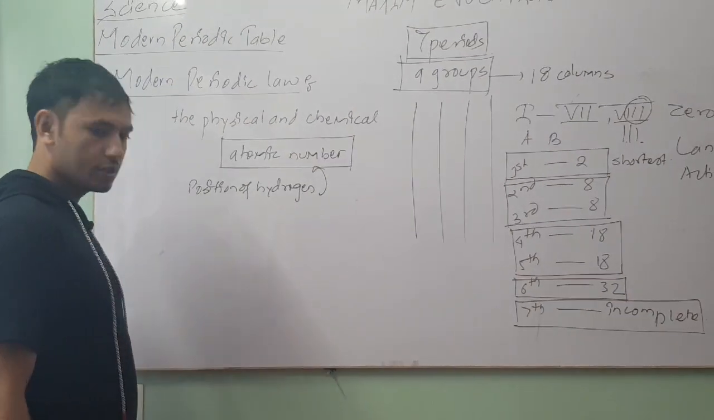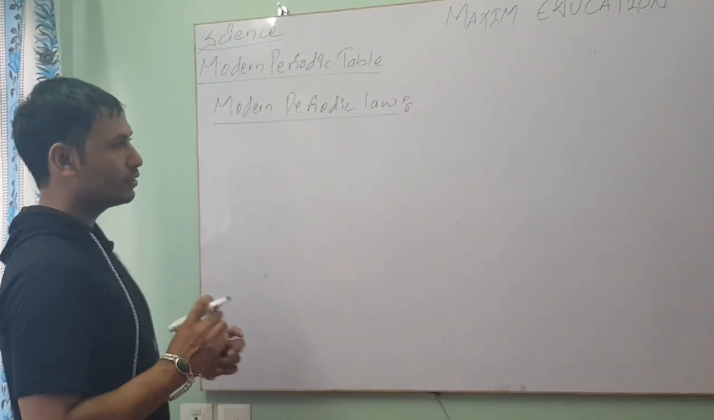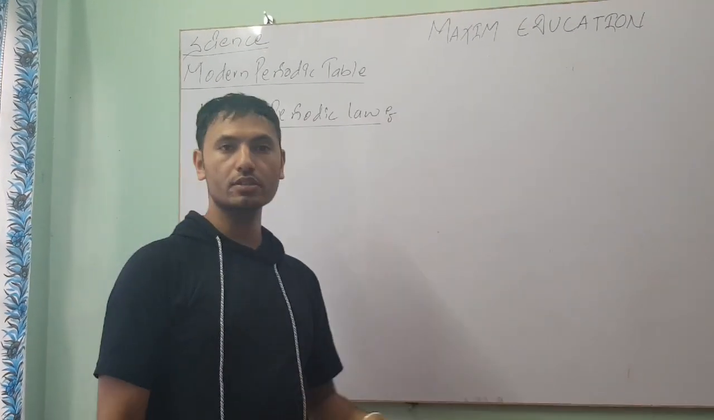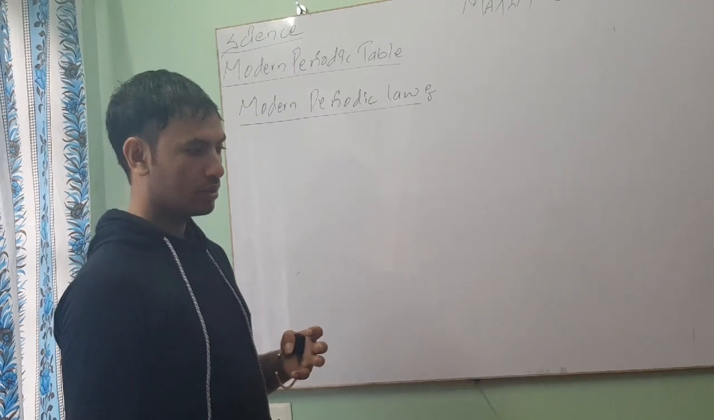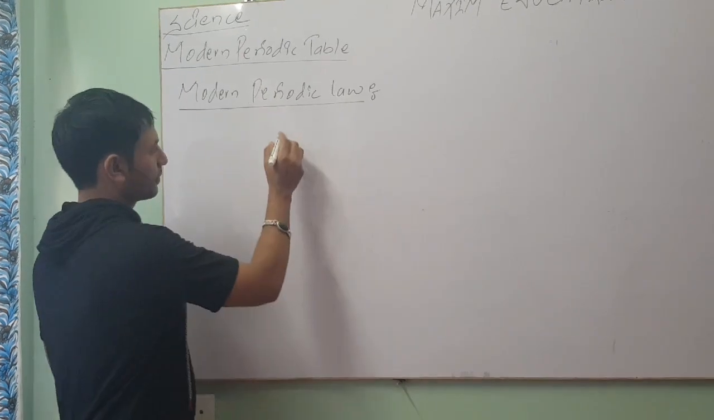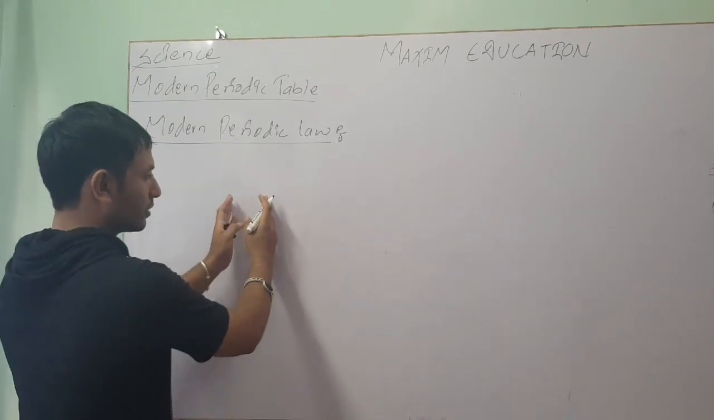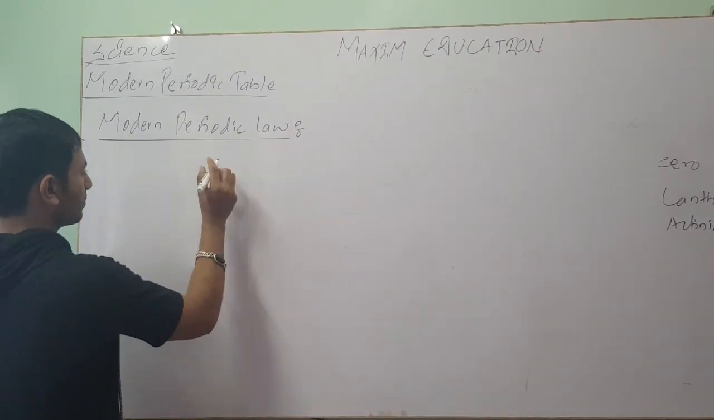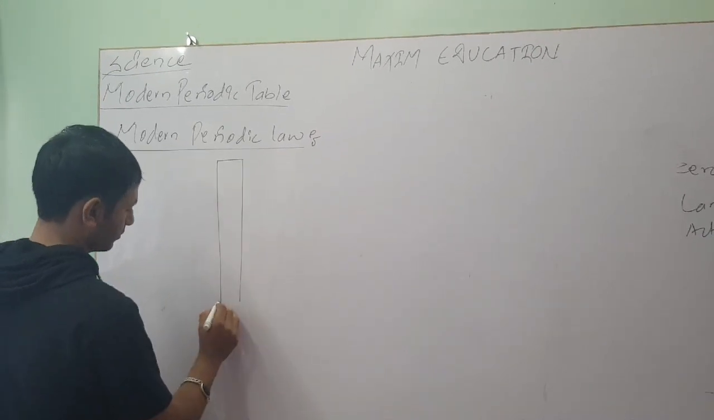When we talk about the modern periodic table, we need to know a few characteristics, a few properties, like I told earlier about the number of periods and the number of groups. Now let's talk a little more about the position of elements, how the elements are classified in the modern periodic table. The elements are classified as metals, metalloids, non-metals. So on the extreme left side, there are metals.